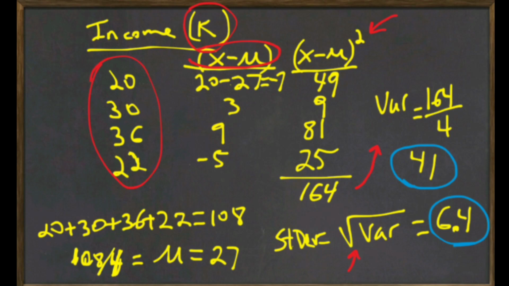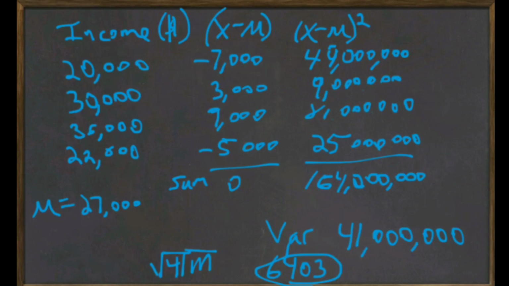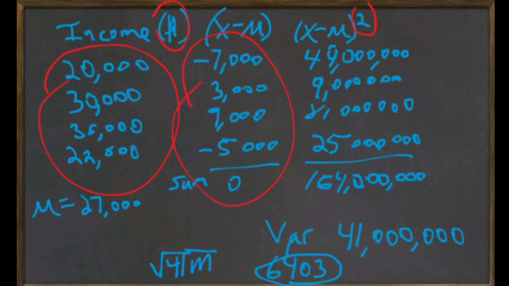So again, highlighting what happens when we change the units. Now we are just in dollars. That's all well and good, but notice, this is all in dollars. When we come up here, we square this, and now we're in dollars squared. Again, that means the variance is in dollars squared, but the standard deviation has returned to dollars. So again, it's in the same unit.